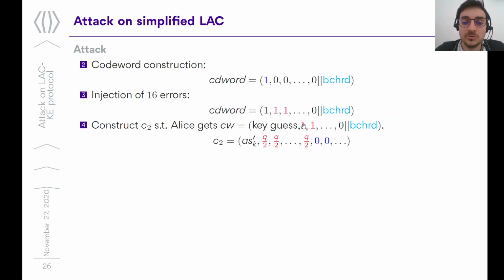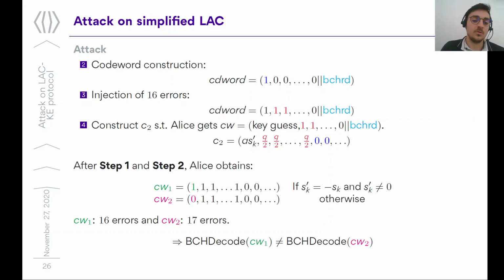To do so, when the code word coefficient is a 1, we put a q over 2 in c2. Otherwise we put a 0. And at the first coordinate we put 8 times our key guess. So what does Alice obtain with this false ciphertext after decryption? After step 1 and step 2, Alice obtains a code word with the first coefficient equal to 1 if we did the good key guess. Otherwise, she obtains a code word with a 0 at the first coefficient. Why? Because as previously shown, if the c2 coefficient is q over 2, then the code word coefficient is 1. So here, except for the first coordinate, it is exactly the code word with 16 errors, and the first coordinate depends on our key guess.